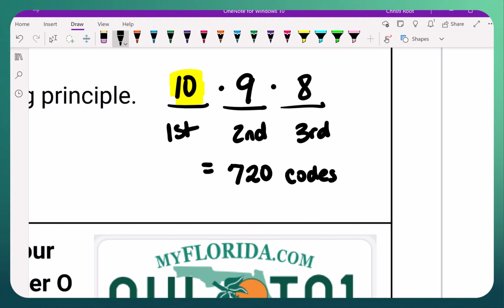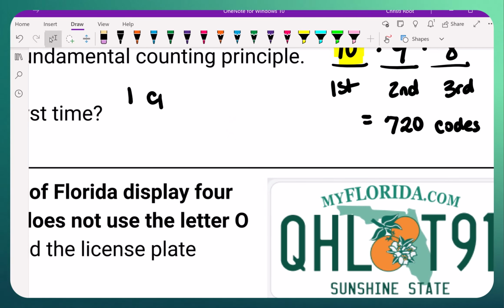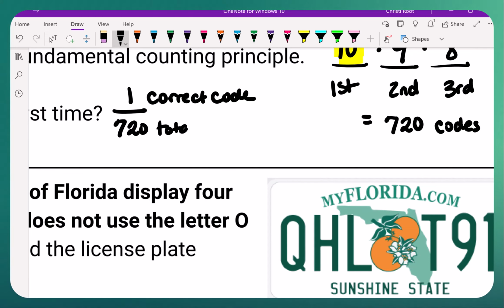Now, the second part of the question is asking about probability. So how many correct codes are there? There's only one correct code, right? Just one. So you have 1 out of a total of 720 total codes. So your probability would be 1 out of 720.